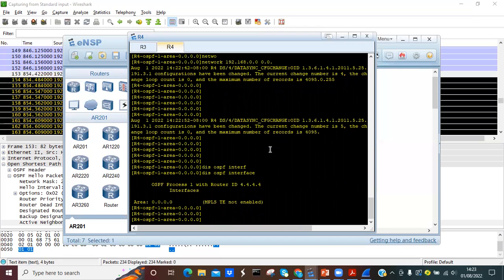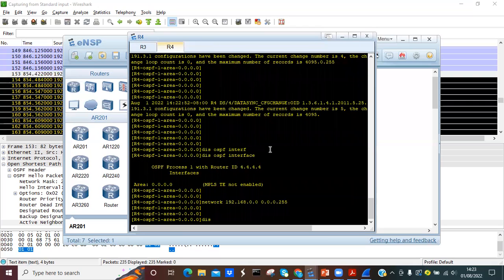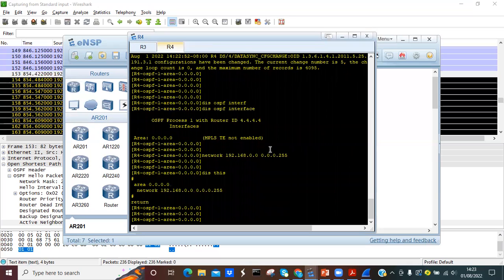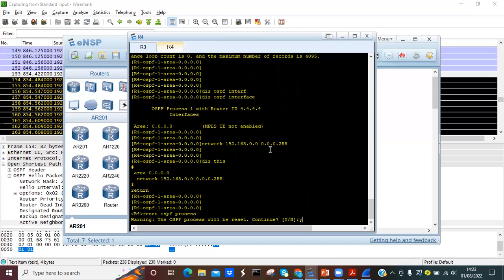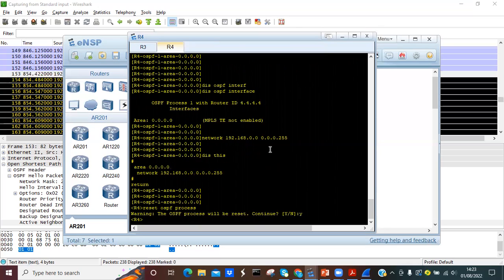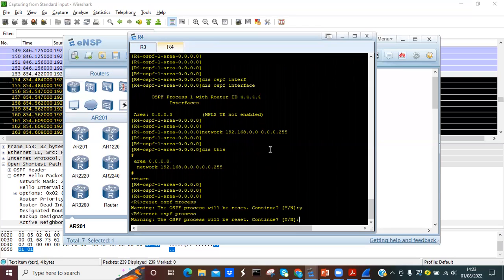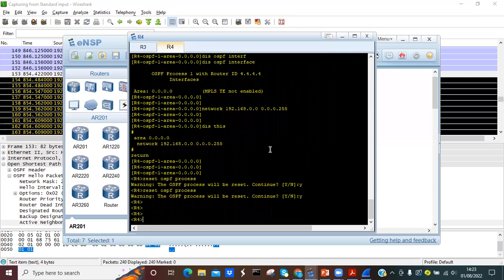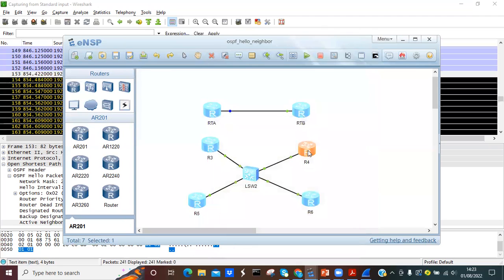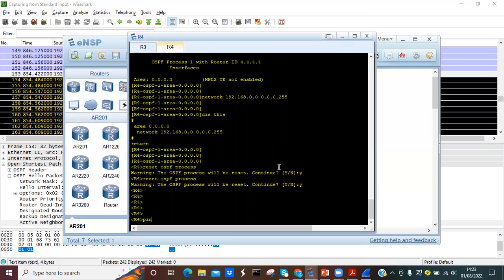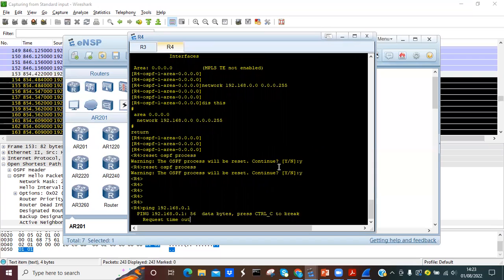Sorry guys, it's not coming up. Seems something is wrong with the eNSP. Sorry guys, let's see whether it will come up. It's not coming up for some reason. Ping 192.168.0.1. The router is not coming up.